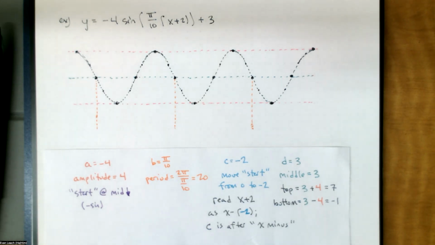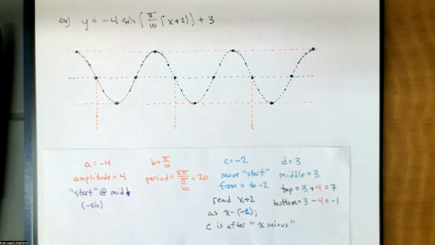The next number we run across is the horizontal adding and subtracting, and it says x plus 2. When we want to identify what c is, the base model says x minus c. Whatever we say after x minus, that's what c is. So when we read x plus 2, we have to know that that came from x minus -2. So that tells us that c is -2. Just like in the previous one, whatever comes after x minus, that's what c is. And it said x minus 1, so c is 1. In this case, since it says x plus 2, we read that as x minus -2. So c is -2. We'll move the start from 0 to -2.